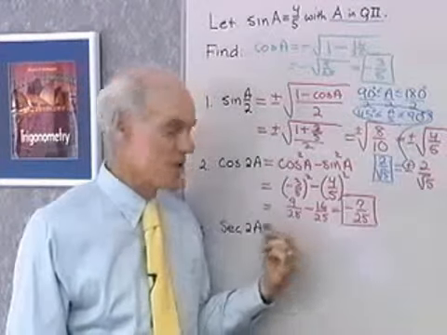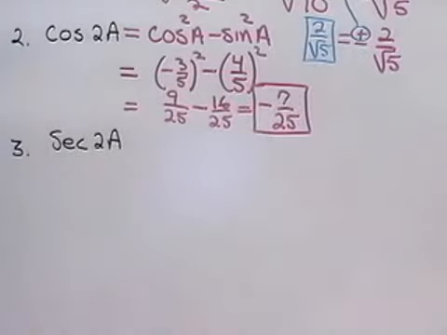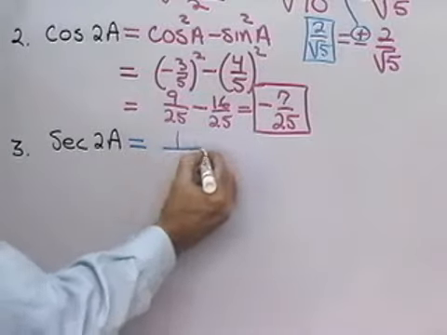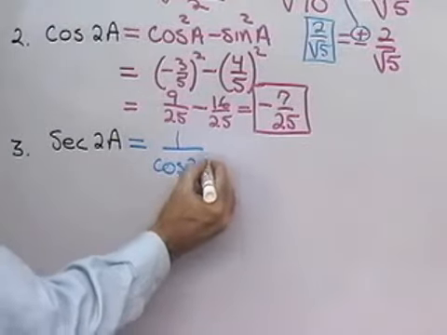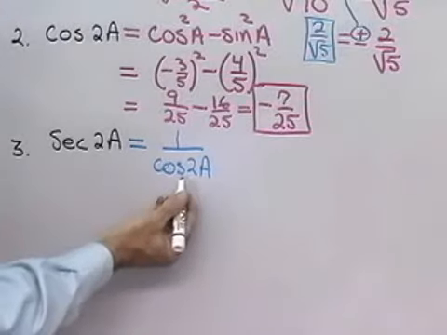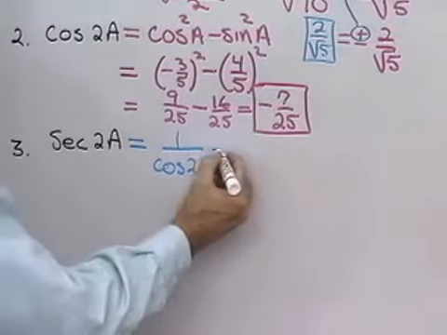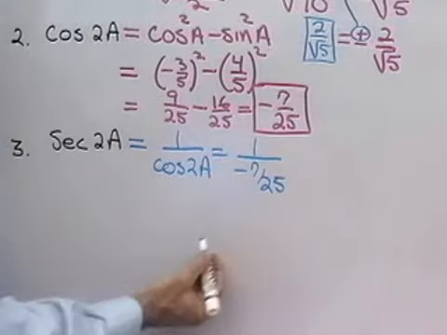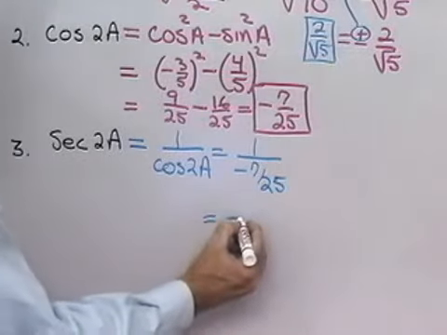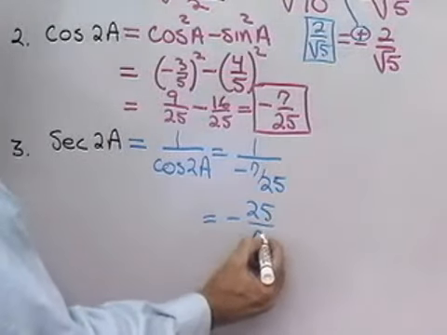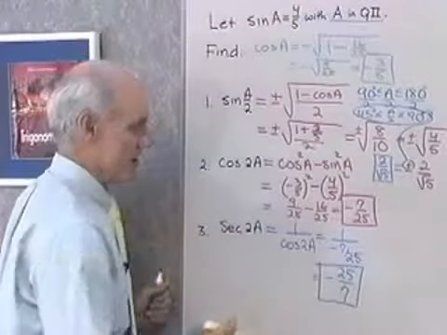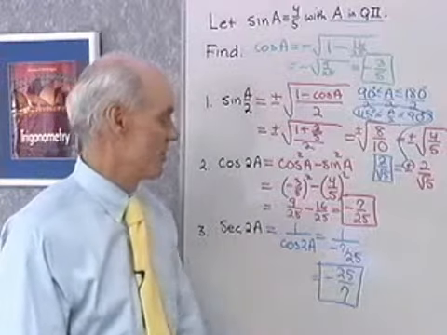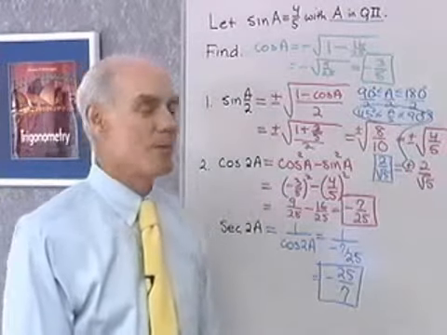Let's look at our last problem, which is secant 2A. I want to find the secant of 2A. Well, that shouldn't be bad because secant is 1 over cosine. So I have secant 2A is 1 over cosine 2A. I already found the cosine of 2A, so it's 1 over negative 7/25, and the reciprocal of that is negative 25 over 7. That's probably the easiest problem of the three, just using my reciprocal identity that secant 2A is 1 over cosine 2A. So that's a quick look at some half angle formulas.